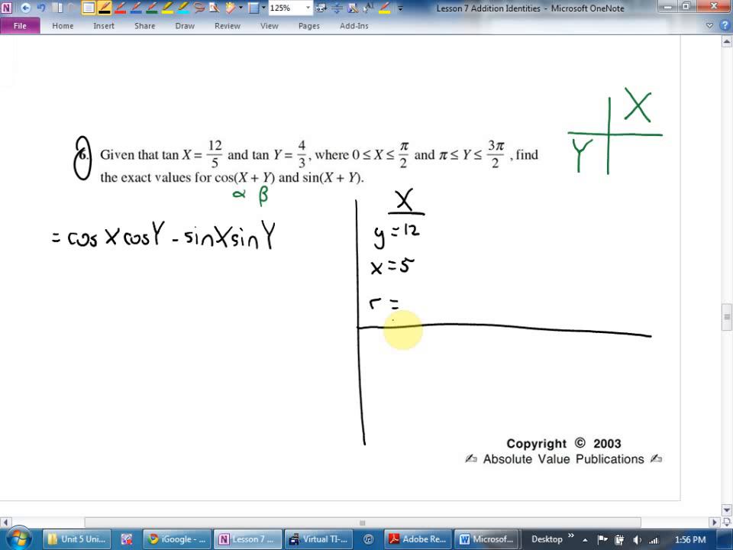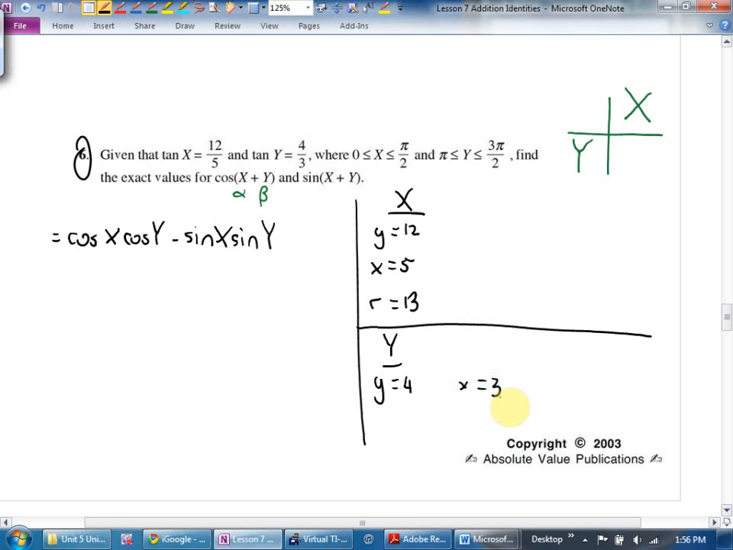Yeah, not on your formula sheet. What I've told you to memorize is usually because it's not on the sheet. I think if you do the Pythagoras, you're going to find R is 13. Oh, and also for angle Y, they've told me that Y is 4 and that X is 3.